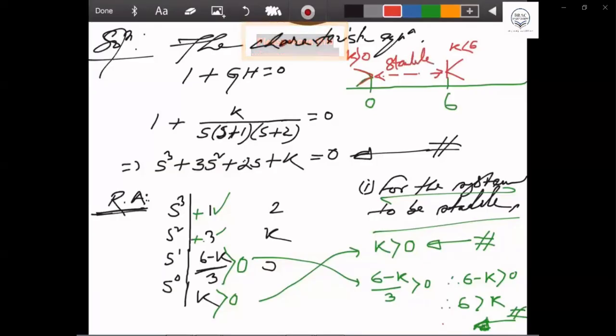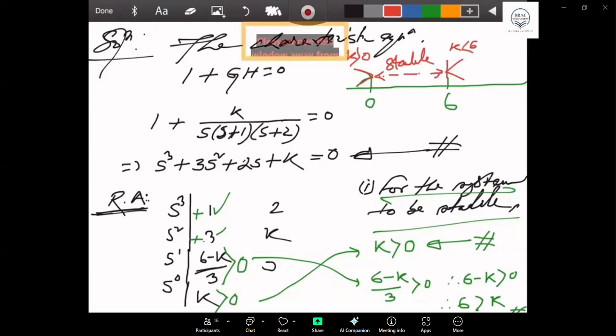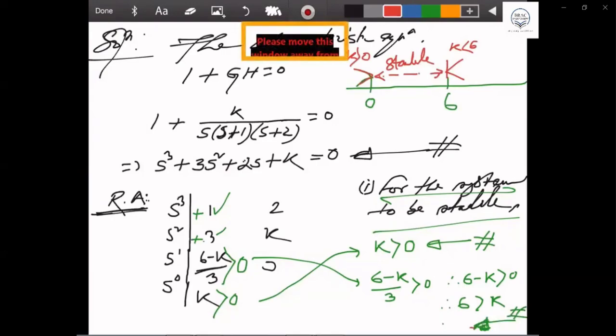Within this limit, K will be stable. That is, K is more than 0 and K is less than 6. So this system is stable. So what can you write here in this general way? K is less than 6 and more than 0. This is the range we can say for the system to be stable.